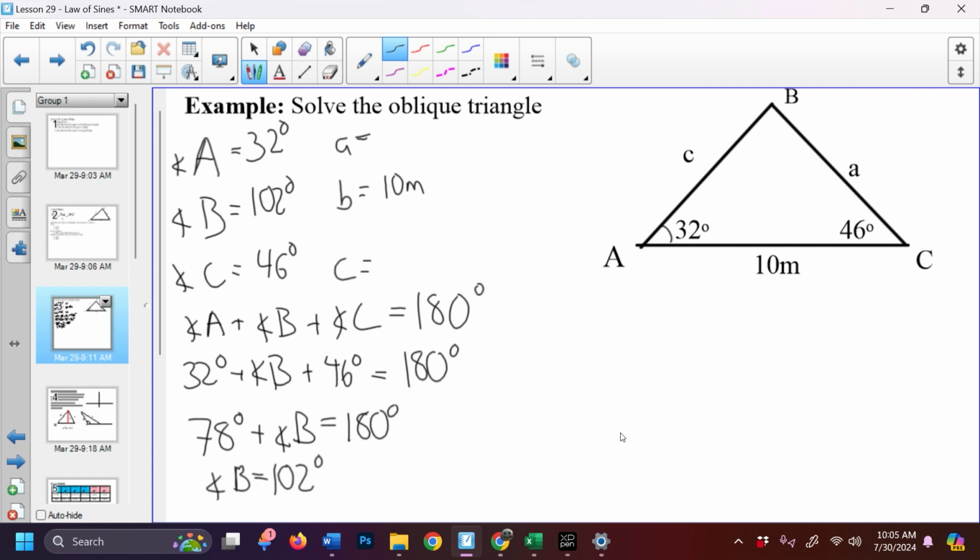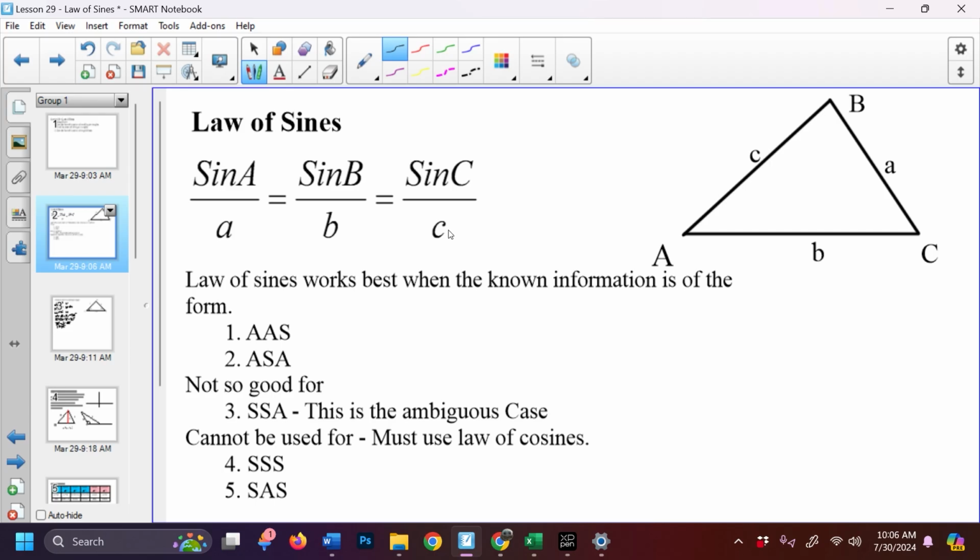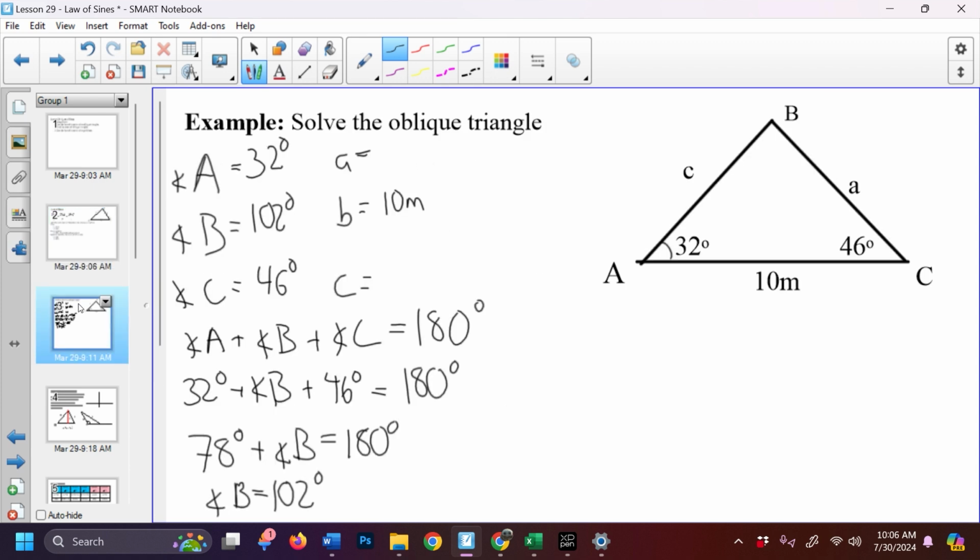Now, in this case, I know angle B and the length of b. We'll do this in two steps because I can't solve for all three at the same time, but the method will be the same. So here, let's solve for little a first.